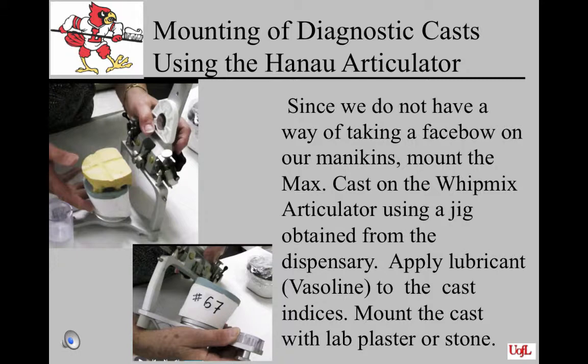If there is not, check to see first if your pin is set at 0 point. If there is not adequate room yet, you may have to adjust the base height on your diagnostic cast and re-index it. Apply Vaseline, a lubricant, to the cast indices. This will allow the laboratory to remove the cast from the articulator and place it back into the exact same position as when they received it. Mount the maxillary cast using lab plaster or stone.